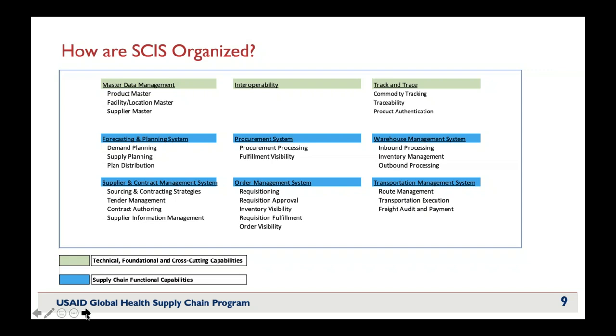But as you can see, the ones highlighted here in green are more technical and cross-cutting capabilities. For example, master data management. What master data you manage in terms of product or facilities or even suppliers impacts all the other functional areas of your supply chain. Interoperability is again a technology-oriented capability, but it impacts all your other supply chain functionalities. Similarly, track and trace. So this just gives you an idea of how we ultimately organized these supply chain information system capabilities to further define them across multiple models to understand how these systems could mature.